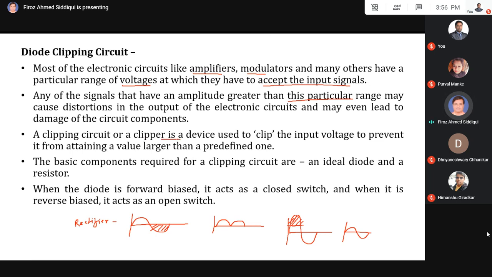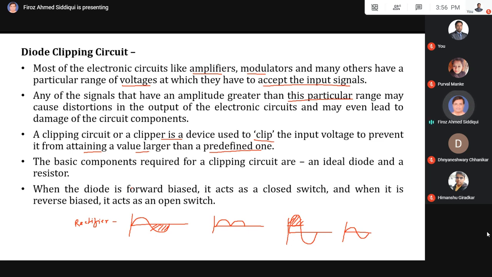Clipping circuit or the clipper circuit is the device which is used to clip the input voltage to prevent it from attaining a value larger than the predefined one. So जो पहले से defined value है उससे जो भी ज्यादा वैल्यू है उसको क्लिप कर देगा, so that it comes in the range of the device which is using it.